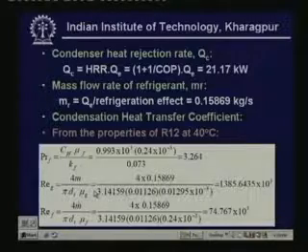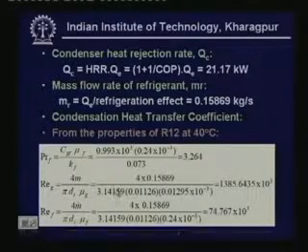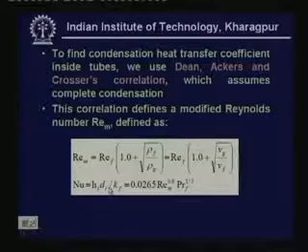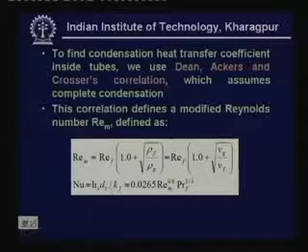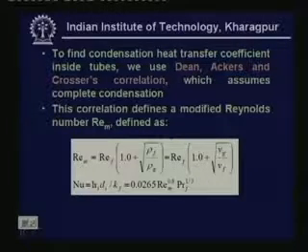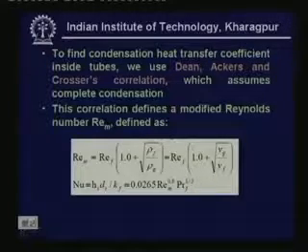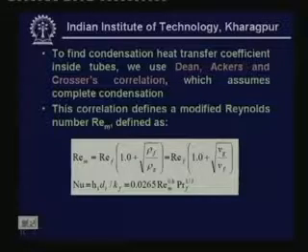So we got the Reynolds numbers and the Prandtl number. Then to find the condensation heat transfer coefficient inside tubes, we use Dean, Akers and Crosser's correlation, which assumes complete condensation. In fact, this is a new correlation. In the last lecture, I showed two other correlations, Chato's correlation and another correlation, but here I am using a different one.